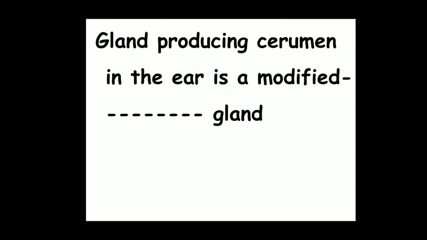The gland producing cerumen, meaning ear wax, in the ear is a modified sweat gland. Which gland is producing cerumen? The question is whether it is sebaceous, sweat, or some other gland. Yes, it's a modified sweat gland. Don't think that since it's a thick substance it can be sebaceous. No, it is a modified sweat gland.